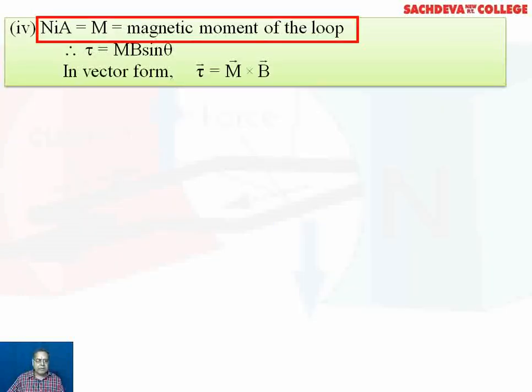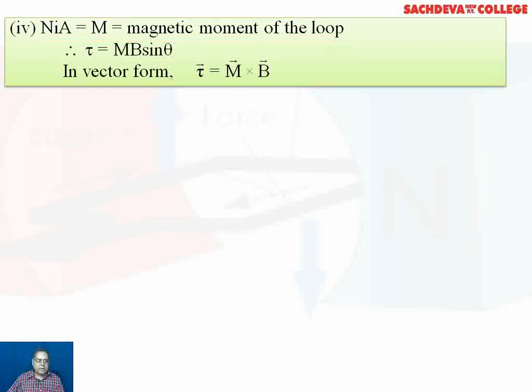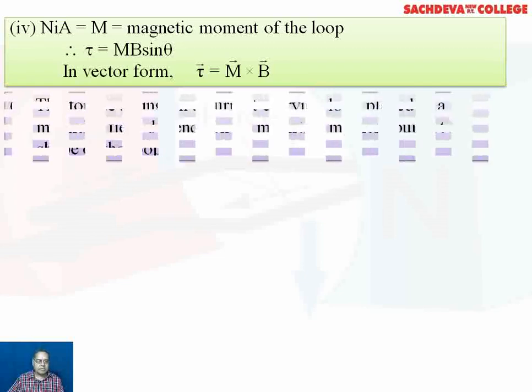n I A is equal to M, that is the magnetic moment of the loop. Tau is equal to M B sine theta. In vector form, tau is the cross product of M and B. However, in case of a magnet, you will remember that magnetic moment is the magnetic length of the magnet, that is 2L normally, multiplied by pole strength. So its unit can be Weber meter.